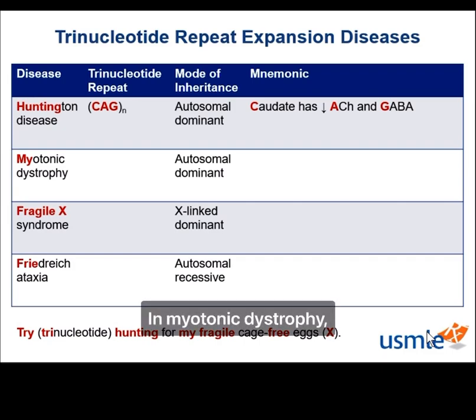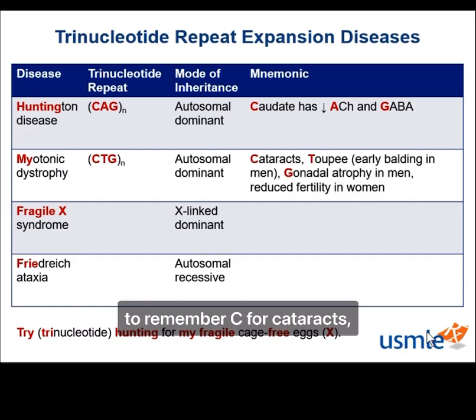In myotonic dystrophy, the trinucleotide repeat is CTG, and we can use CTG to remember C for cataracts, T for toupee or early balding in men, and G for gonadal atrophy in men or reduced fertility in women.